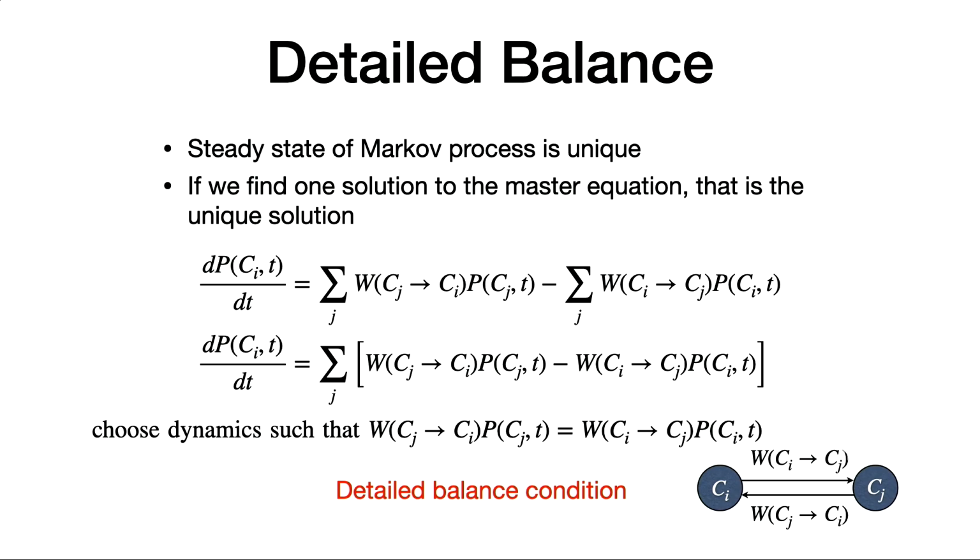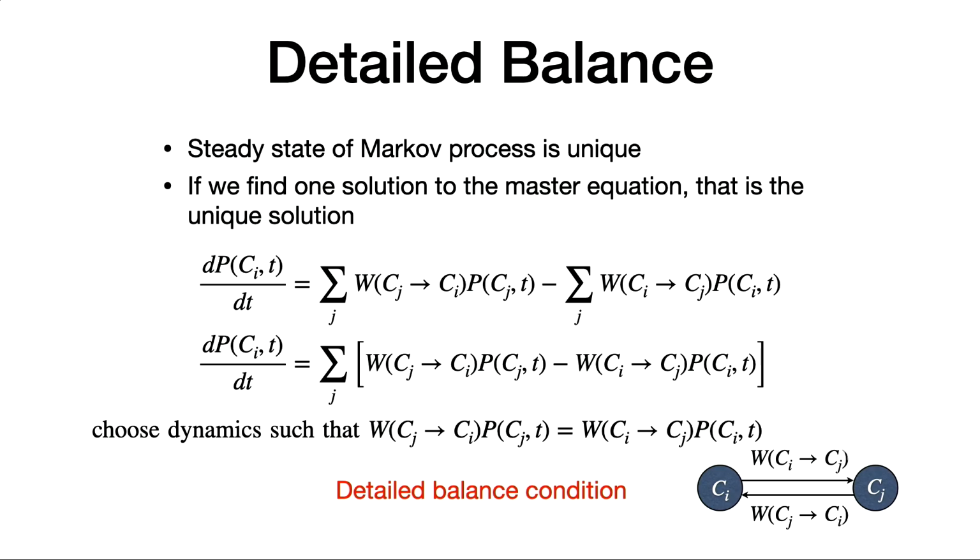I demand that the probability current of going from Ci to Cj, which is P of Ci times W from Ci to Cj, should be exactly equal to the probability current from Cj to Ci, P of Cj times W from Cj to Ci, the opposite. So suppose I demand that the probability current from i to j should be exactly the same as the probability current from j to i for all pairs ij. That condition is called the detailed balance condition.